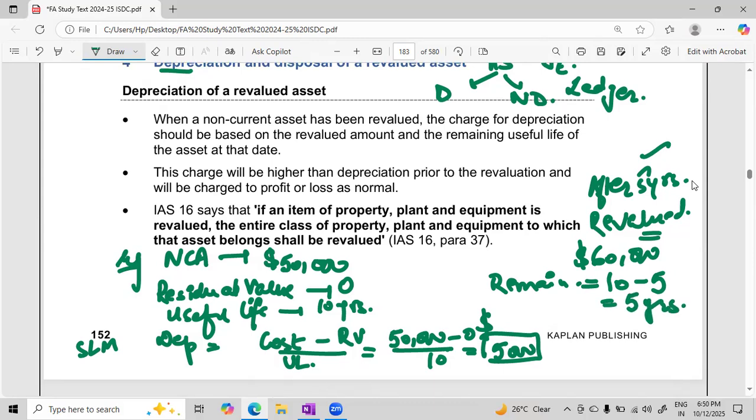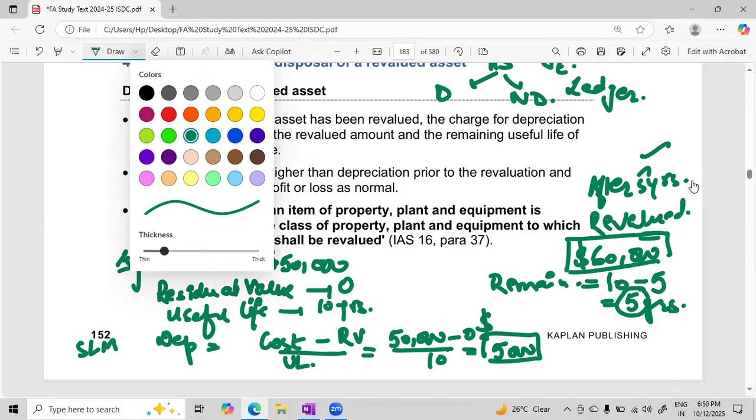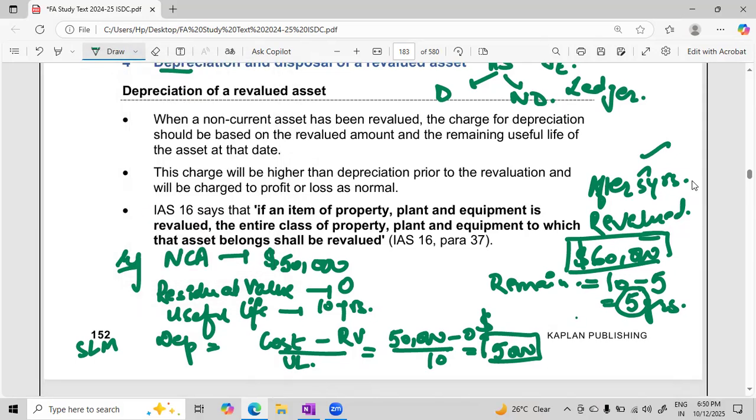So now we will calculate depreciation on this new amount of 60,000 using our remaining useful life. I'll tell you once again. We had an asset of 50,000. We were depreciating it on straight line method for 10 years and that's why our depreciation was coming out to be 5,000. But now the asset is revalued to 60,000, so depreciation would be calculated on this revalued amount. Since 5 years are left, the depreciation would be cost, with the residual value still 0, upon the remaining useful life, which is 5 years. So depreciation would come out to be 12,000.